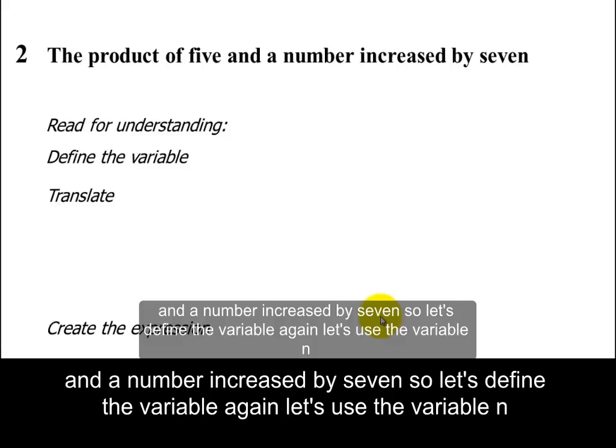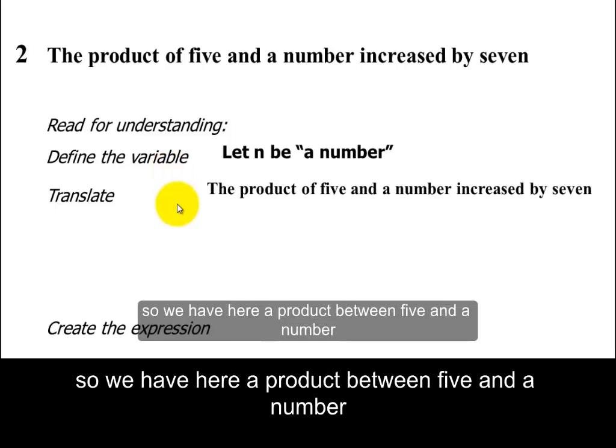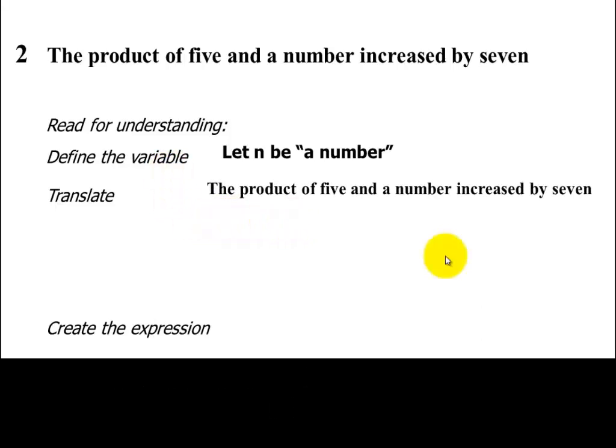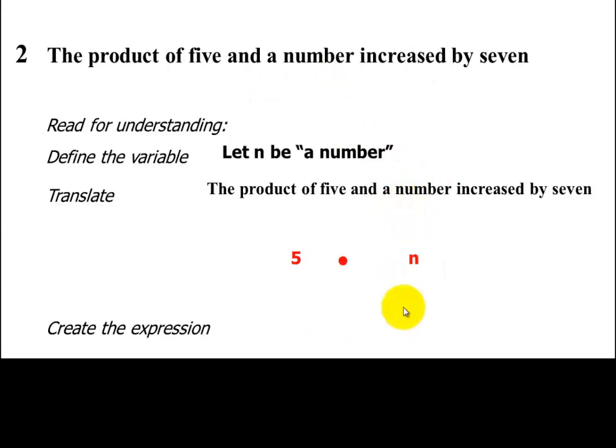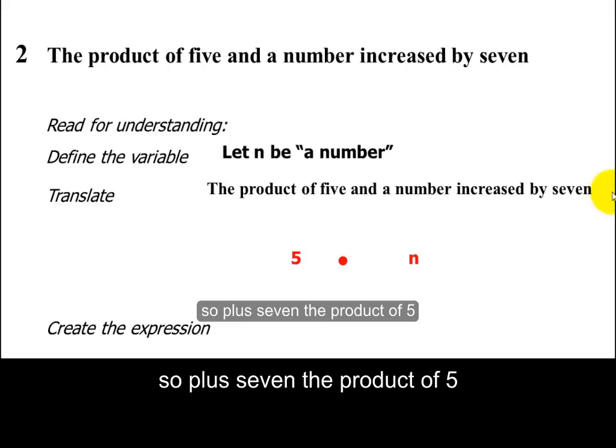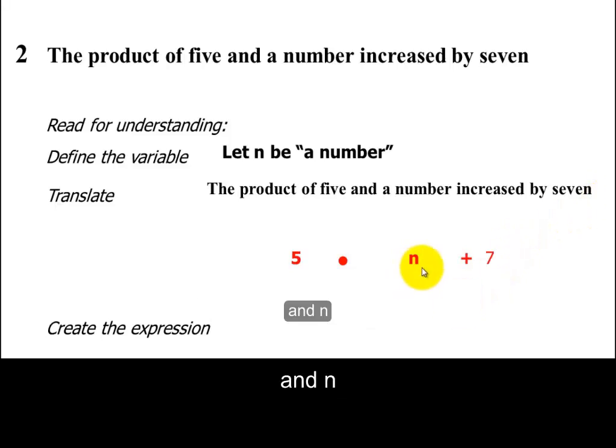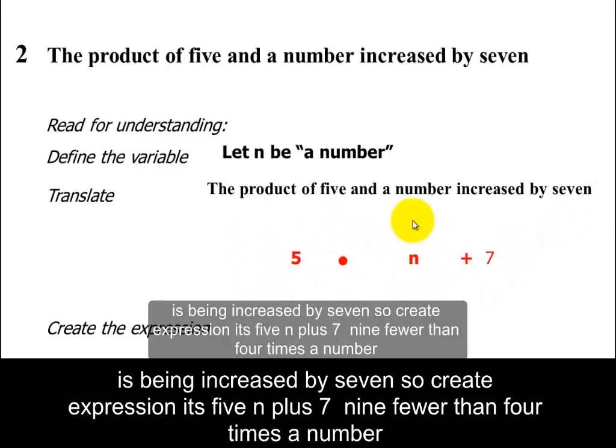Next, the product of 5 and a number increased by 7. So let's define the variable. Again, let's use the variable n. Product of 5. So we have here a product between 5 and a number. So we are going to use n for the number, but it is being increased by 7. So plus 7. So the product of 5 and n is being increased by 7. So create the expression, it's 5n plus 7.